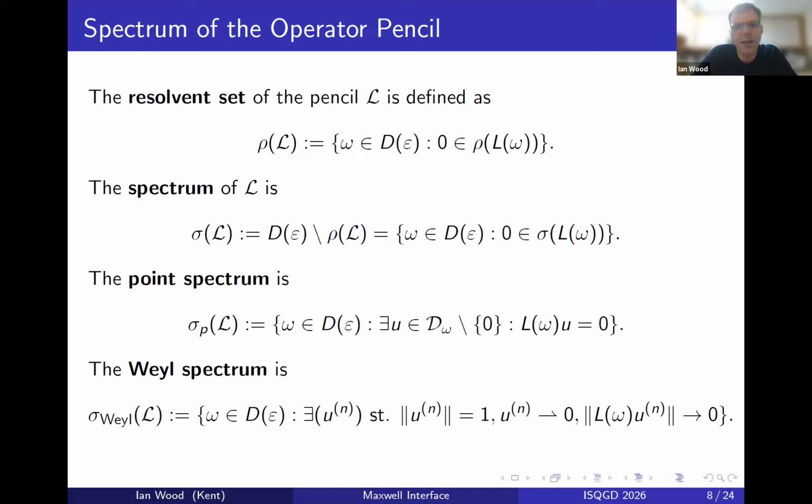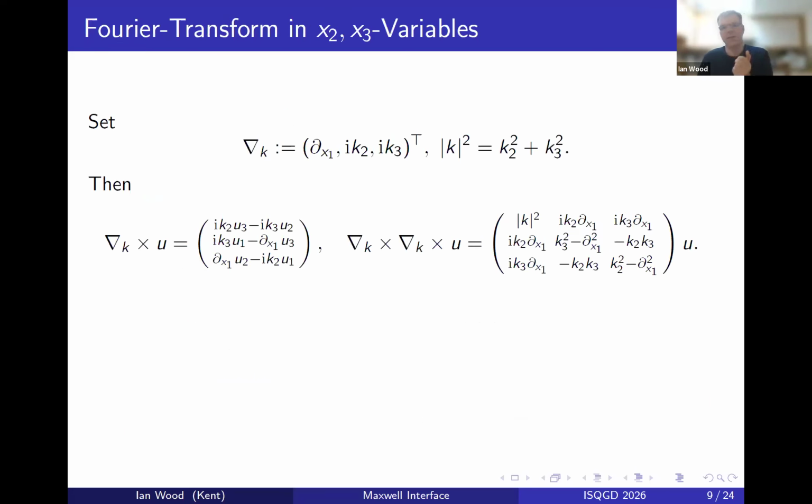Okay, so we said that we're not going to allow any explicit x2 and x3 dependence in our problem. So the natural thing to do is to use the Fourier transform to get rid of the differentiation in those directions. So that's what we're going to do. Right, so k is now in C2. And our variables are now going to be x1, k2, and k3.